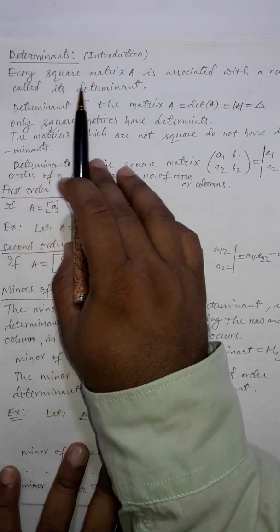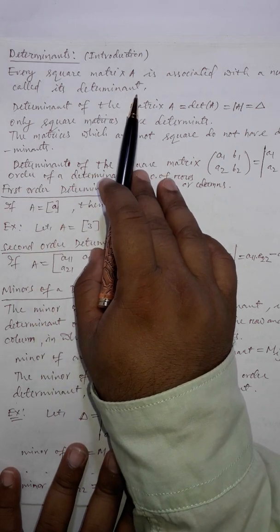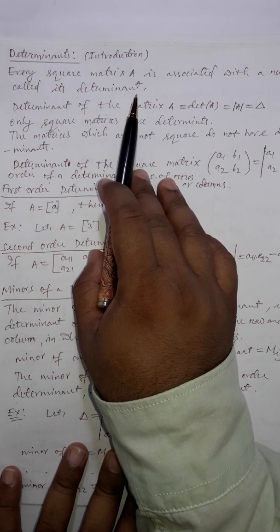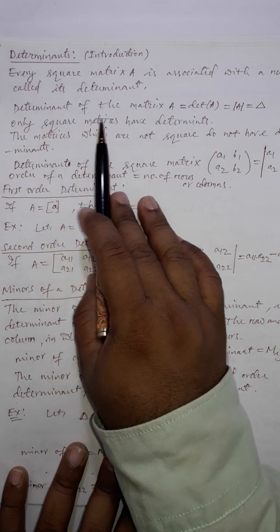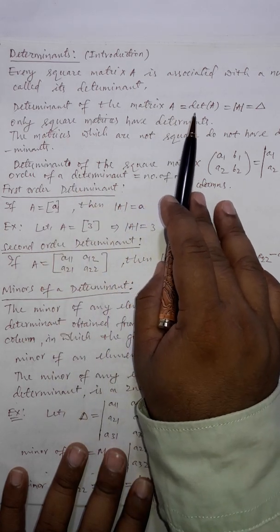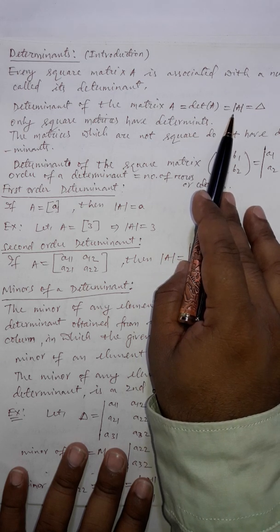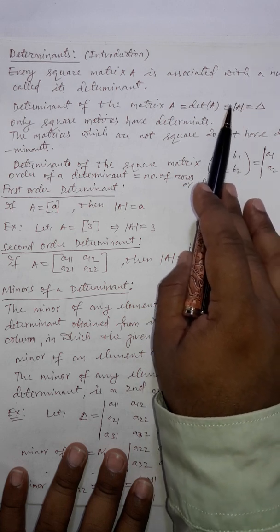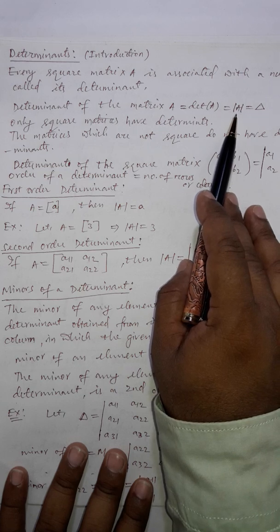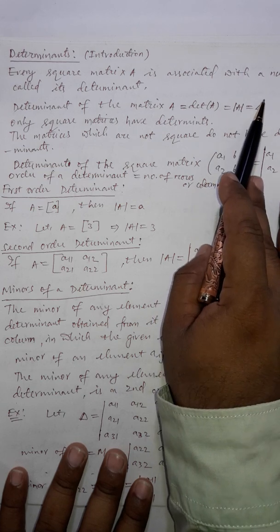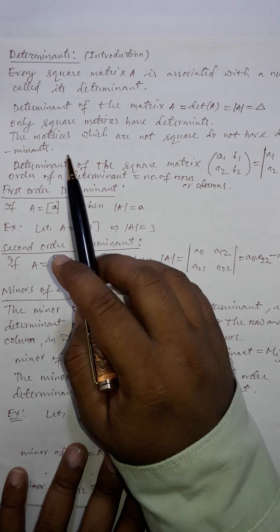So, the definition says that every square matrix A is associated with a number and that number is called the determinant. So, a number which is associated with a square matrix is called its determinant. Now, the determinant of a matrix A is shortly written or denoted as det of A. Det is the short form of determinant, or we can put two vertical bar brackets here to represent the determinant of a matrix. Sometimes some books also use the symbol delta or del to represent the determinant of a matrix.